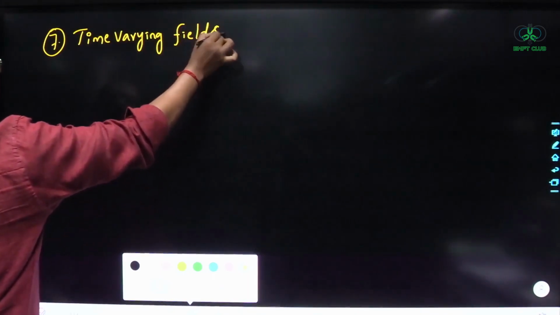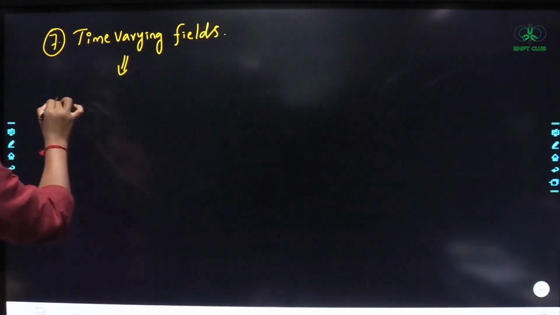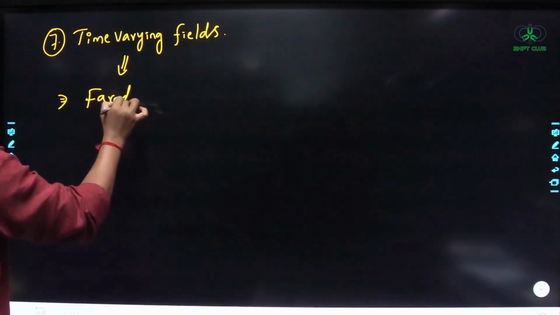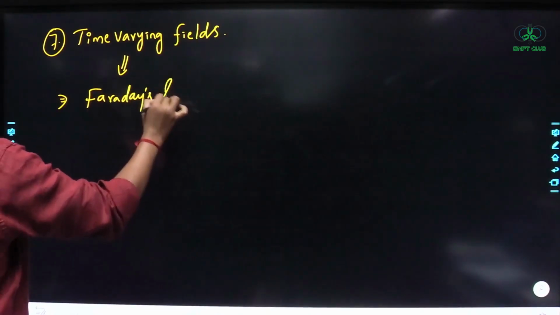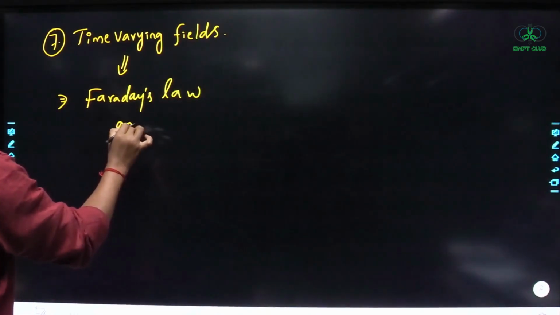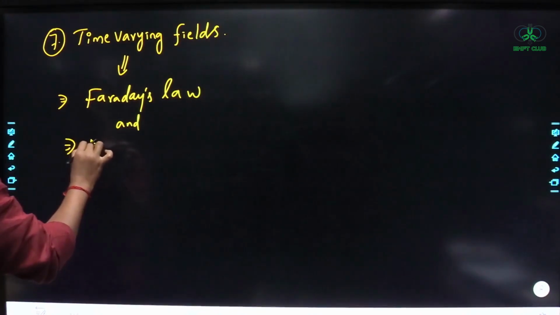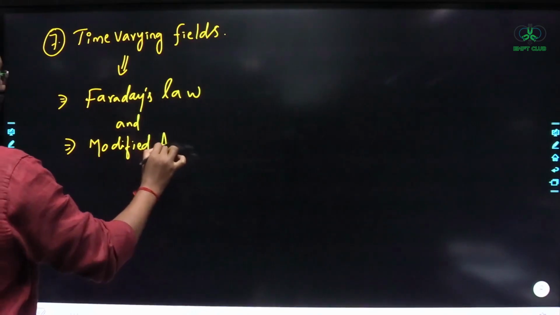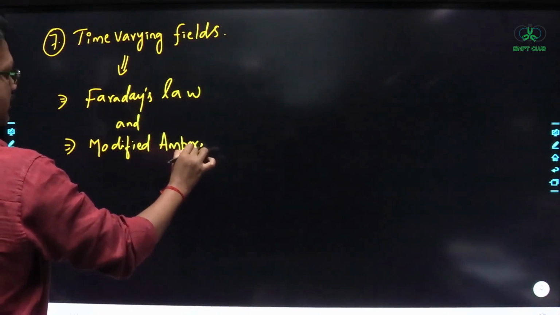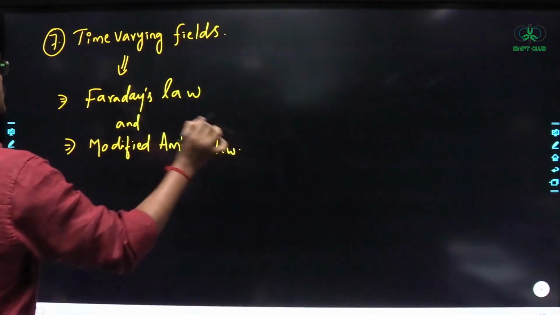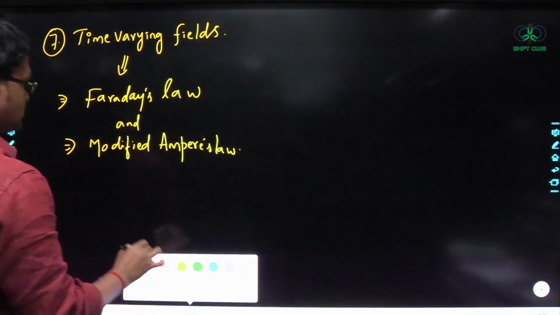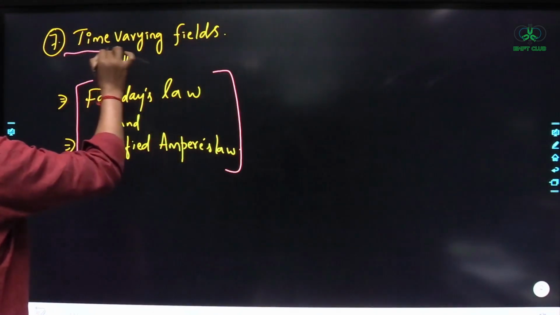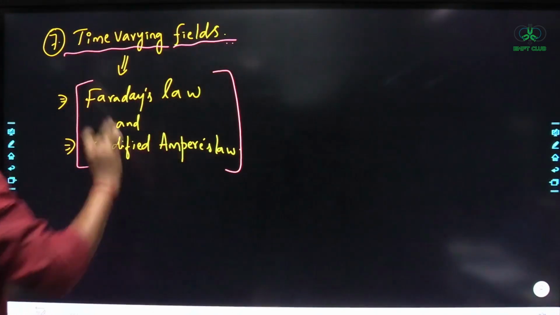Okay, so in time varying fields we are going to cover Faraday's law and modified Ampere's law. These are the topics that we are going to cover under time varying fields. So this is the 7th topic.